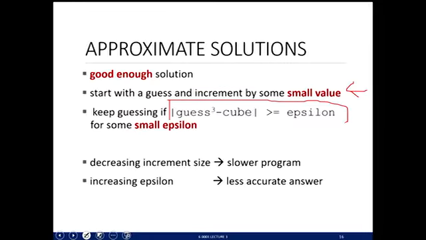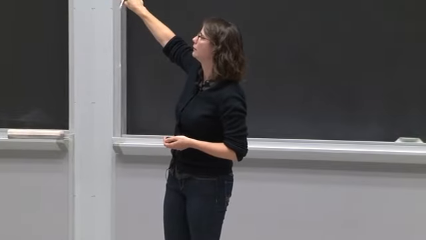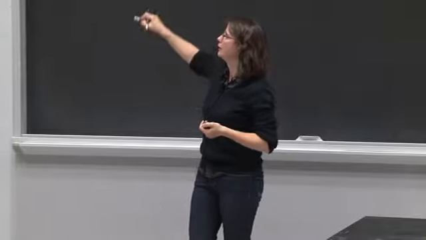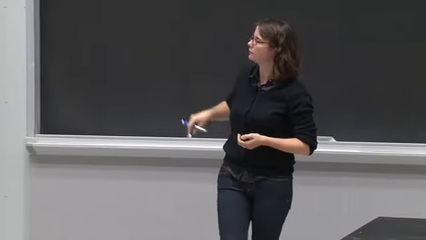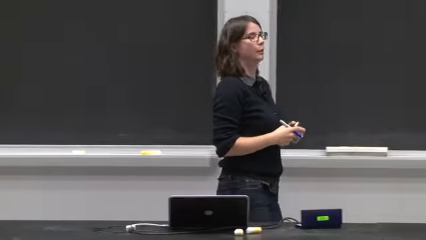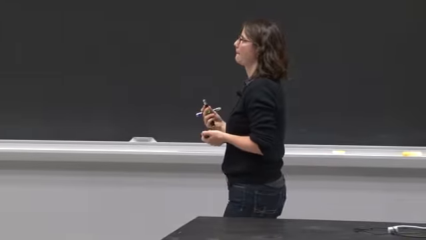In this program, we're going to keep guessing as long as we're not close enough. And close enough is going to be given by this epsilon value in the program. So as long as the guess cubed minus the cube, so how far away we are from the actual answer, is greater than some epsilon, keep guessing, right? Because the solution's not good enough. But once this is less than epsilon, then we've reached a good enough solution.